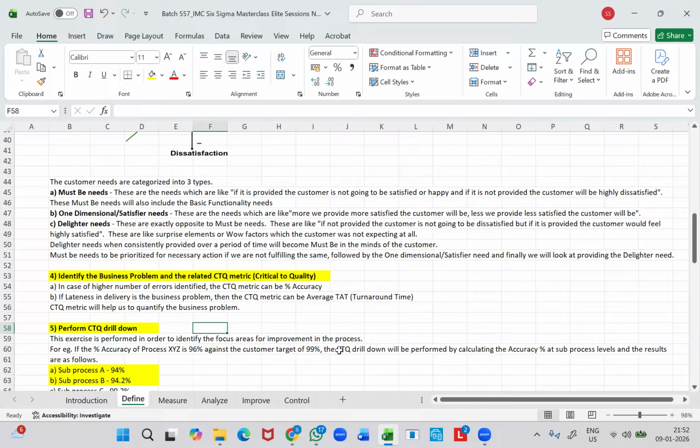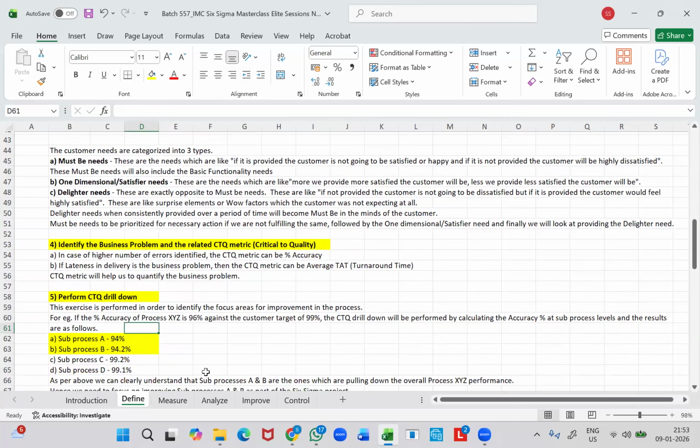But as far as this project is concerned, I would focus only on those sub-process areas which are actually pulling down my overall process performance. So that is the example I have given here. If the percentage accuracy of process XYZ is 96%, against the customer target of 99%, the CTQ drill down will be performed by calculating the accuracy percentage at sub-process levels. And the results are as follows. So these are the results, right?